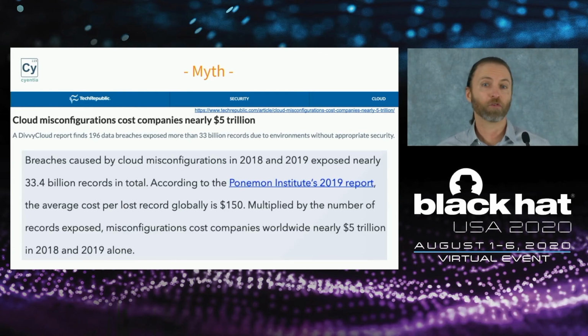If you read down the report, there's this line about breaches caused by cloud misconfigurations from 2018 and 2019 that were multiplied by a cost per record value that's very well known, which comes from the Ponemon Institute 2019 report of $150 per record. So what was done here is they took 33 billion records, multiplied by $150 per record, and came up with a $5 trillion mark. That's a lot, and we'll pick some more at that as well.